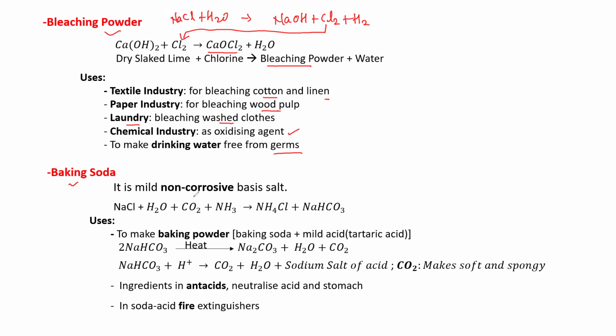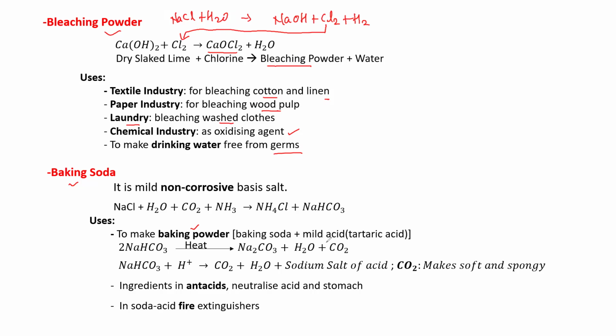So it is a mild non-corrosive basic salt. So this we are using directly, indirectly in many food products. So this sodium chloride reacts with water, carbon dioxide is also there, and NH3 is also there. So finally we have the products NH4Cl and NaHCO3, that is sodium hydrogen carbonate. So it is used in many places. The first use we are seeing here is making baking powder.